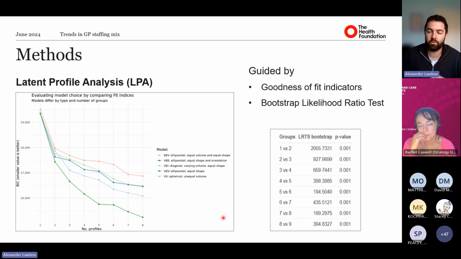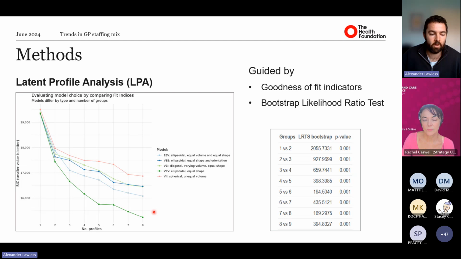So in this situation, we're trying to identify the lowest BIC score, a goodness of fit measure. So you can see that our dark green line here offers the best goodness of fit measure relative to other approaches. So we at that point select the VEV ellipsoidal equal shape model.